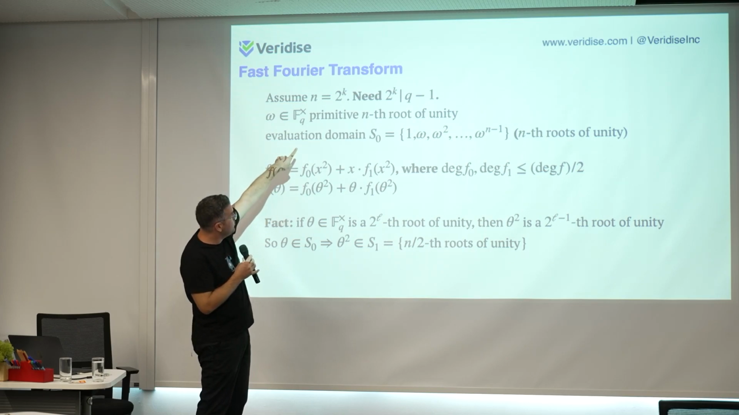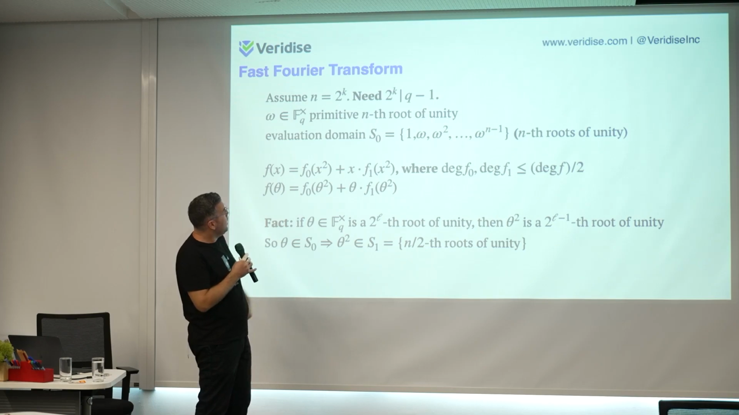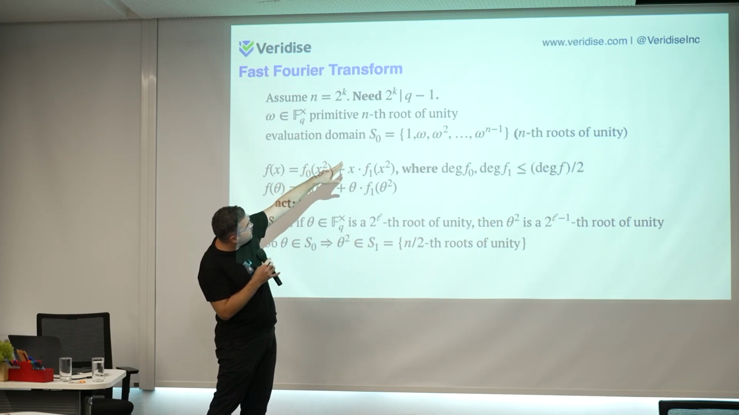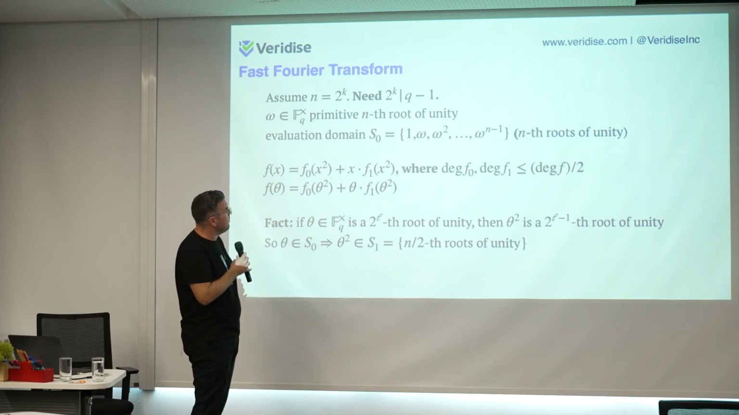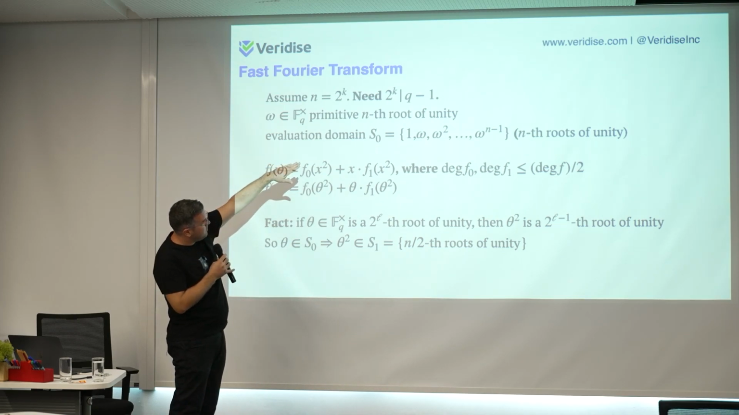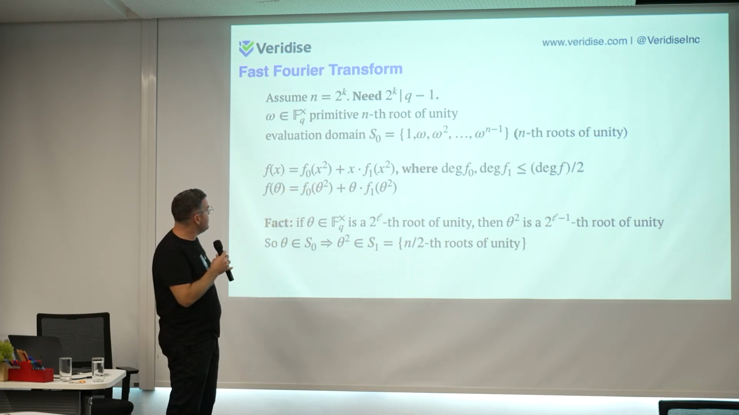So n is 2 to the power k. You evaluate your polynomials at n different points. And now the condition that n divides q minus 1 turns into a condition that 2 to the k divides q minus 1. And given that condition, if it's satisfied, you have those roots of unity. And why is that useful?